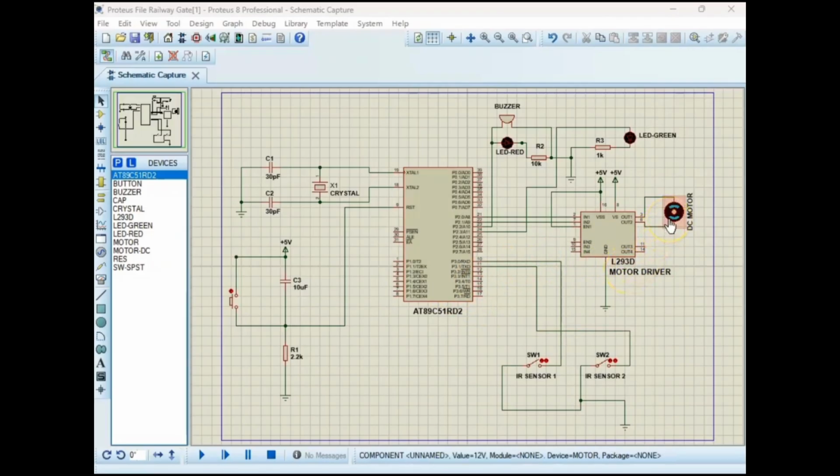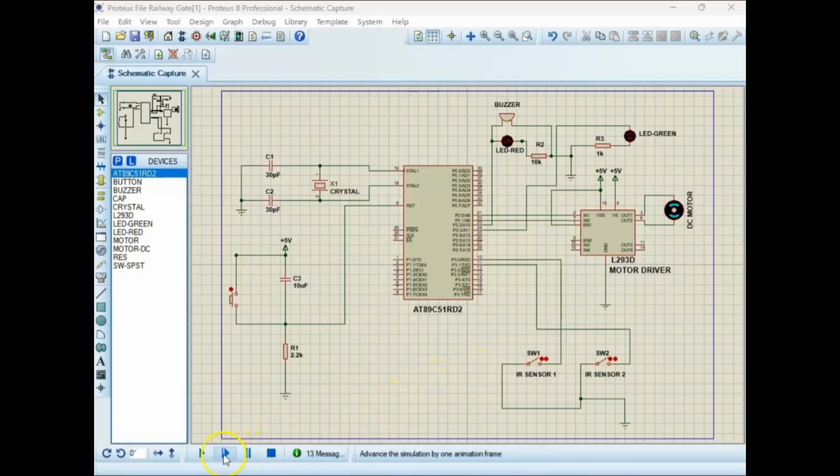one DC motor, one LED green light, and another LED red light, one buzzer, IR sensor 1 to detect the train coming, and IR sensor 2 to detect the train going. The green LED will be on before detection of the train.